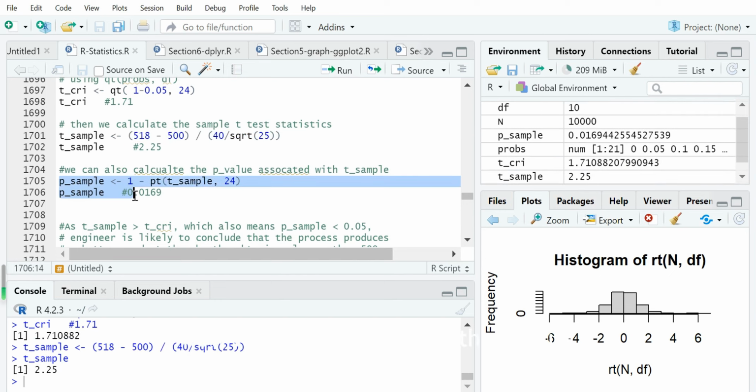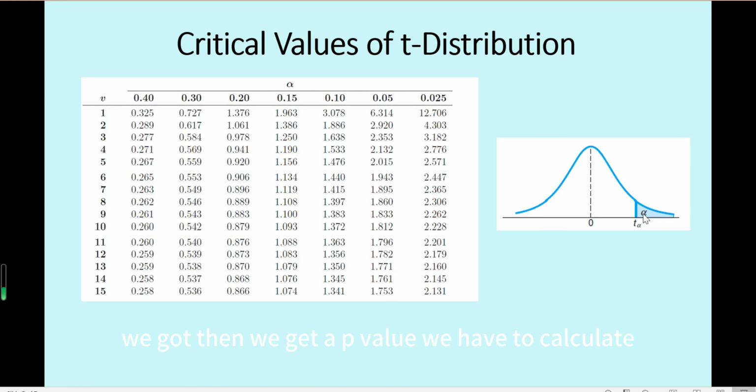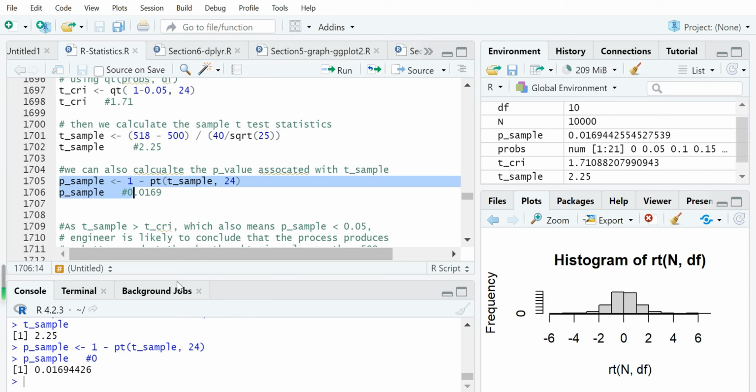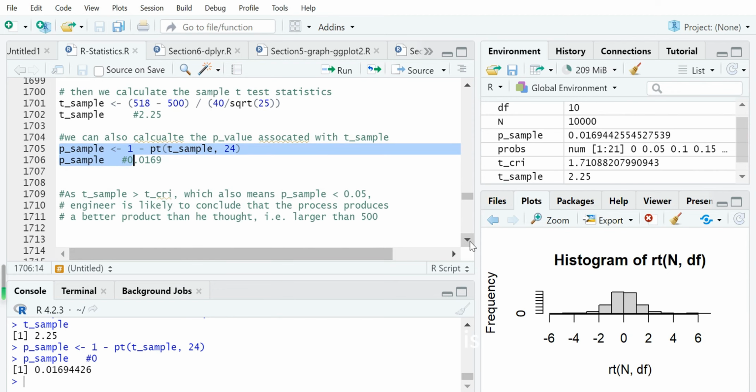Now we can also calculate the p-value. We have to calculate the blue area on the right side of this t-statistic, this 2.25, while the critical value is 1.71. So we get a p-value of 0.0169. So the conclusion is, because the t-sample is larger than the t-critical value, 2.25 larger than 1.71, right?